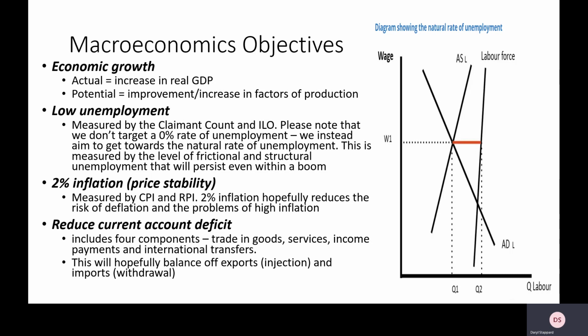There are always going to be people who are frictionally unemployed. There's always going to be a certain extent of structural unemployment within the economy as well, so people that lack skills to find jobs and people who are between jobs. So we want to get that unemployment rate to be as low as possible. Normally in the UK, we say the natural rate of unemployment will occur at roughly 4% unemployment.